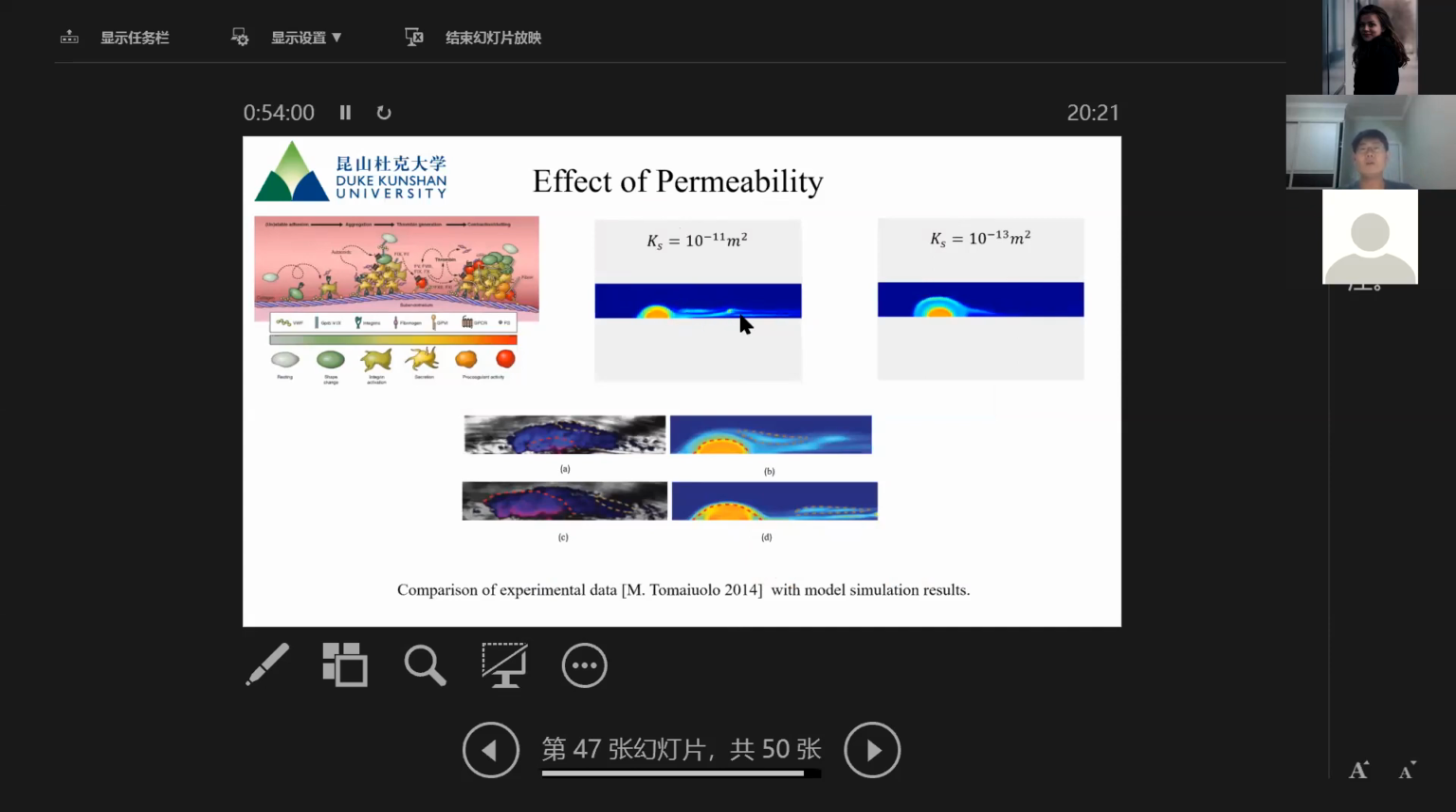And then it forms embolization. But for this one, the clot with lower permeability, which means the fluid has a much harder time passing through the channel, the clot is more stable. There are only a few small pieces of clot, platelets, detached from the clot. There is no large embolization formed from this lower permeability clot.